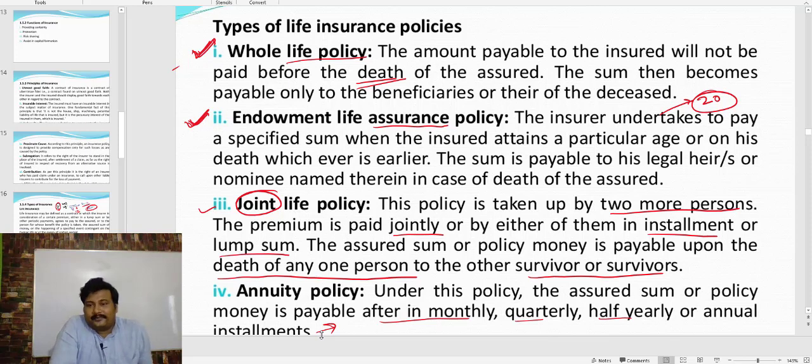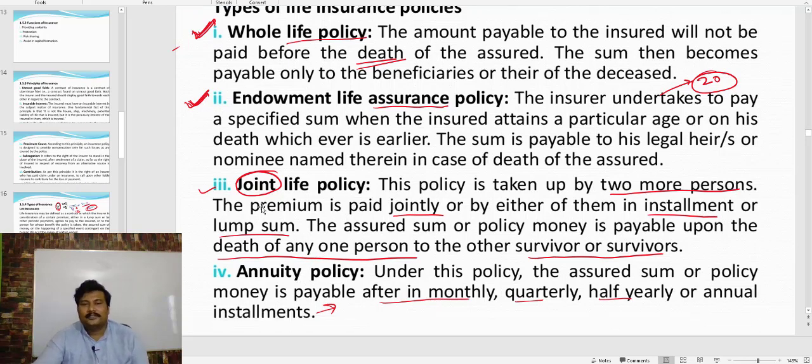Annuity policy. In this particular policy, after a fixed period of time, you will get some amount in the form of installments for the amount that you had taken as insurance. Okay.